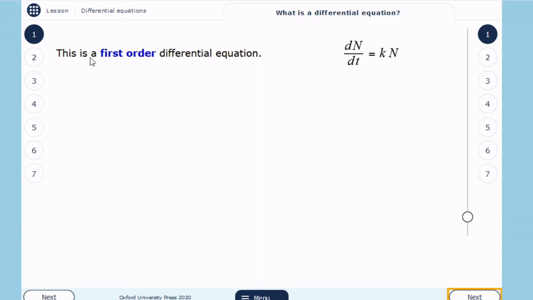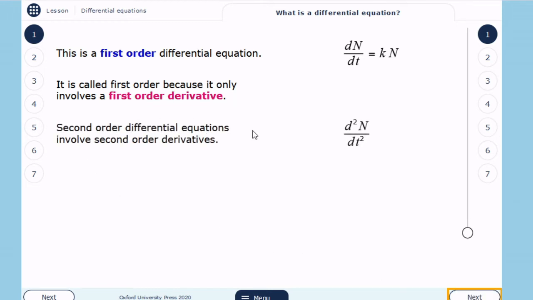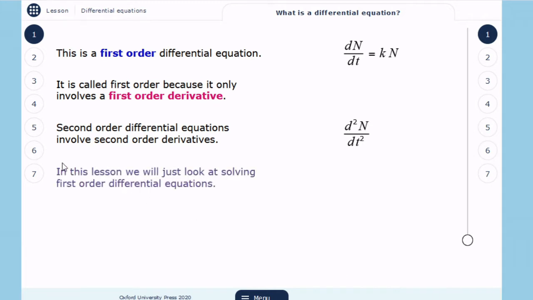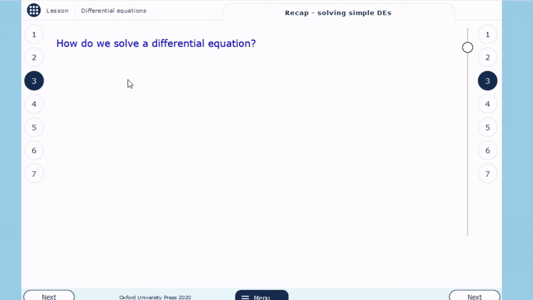Now, this is a first order differential equation. Why first? Because it only involves a first order derivative. I also have second order differential equations when I have second order derivatives. In this lesson, we will discuss only first order differential equations.